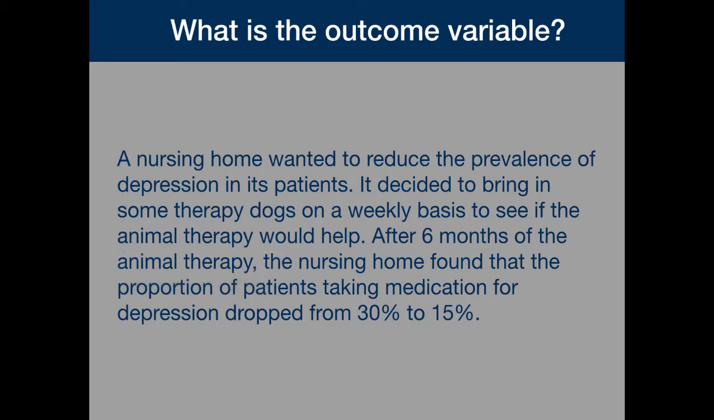And what did you identify as the outcome variable? So our outcome or our response variable is depression. And specifically in this study, depression was measured as the proportion of patients taking medication for depression. So technically that is our variable, proportion of patients taking medication for depression. And our levels of that variable would be the percentage, basically the proportion.